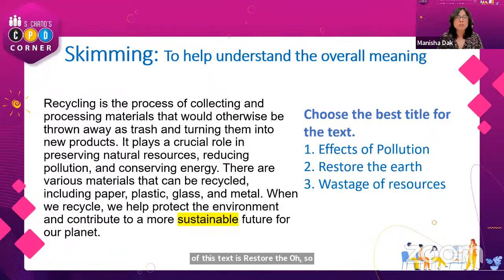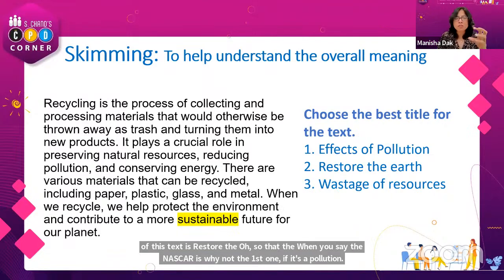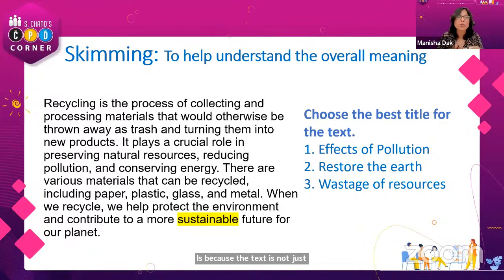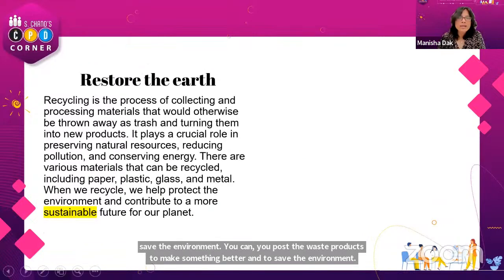So then ask your learners, why not the first one, effects of pollution? Because the text is not just about pollution. It is clearly talking about how you can recycle or reuse the products. Again, number 3 is not the title, wastage of resources, because it's not only talking about wastage, but it's talking about how you can use the waste products to make something better and to save the environment. So number 2 is the correct answer. All right, that's for skimming. Let's look at the next one.